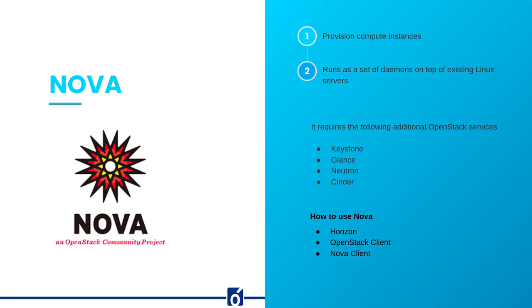Basically, it requires the following additional OpenStack services. It depends on Keystone for authentication and authorization, Glance for OS images, Neutron for the networking service, and Cinder for storage. So how do we use Nova? There are three ways to use Nova. The first one is Horizon. Then we have the OpenStack client and the Nova client, which is basically the CLI, or you can say the API.